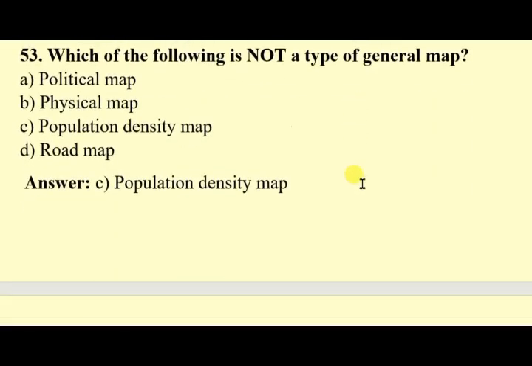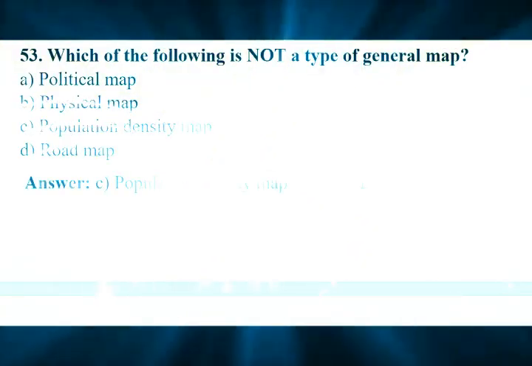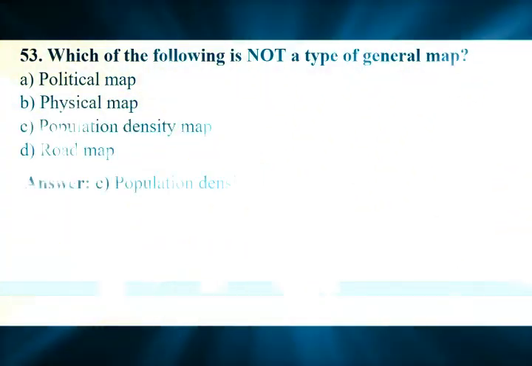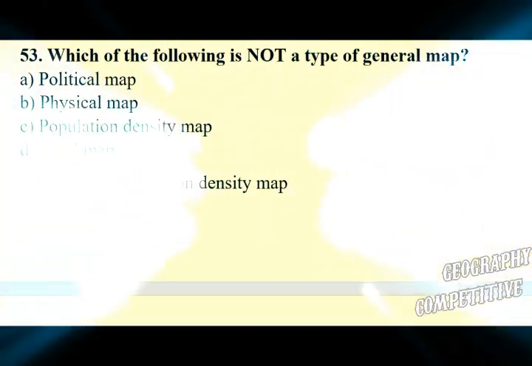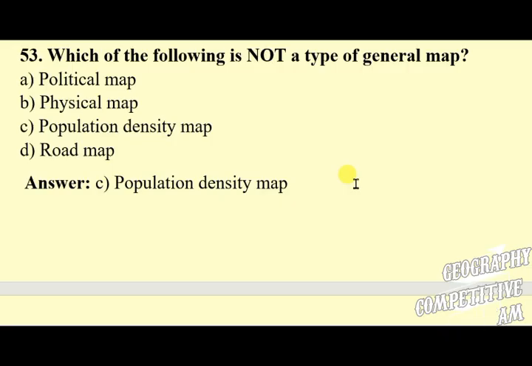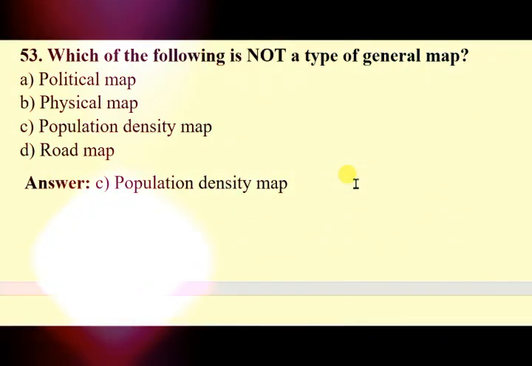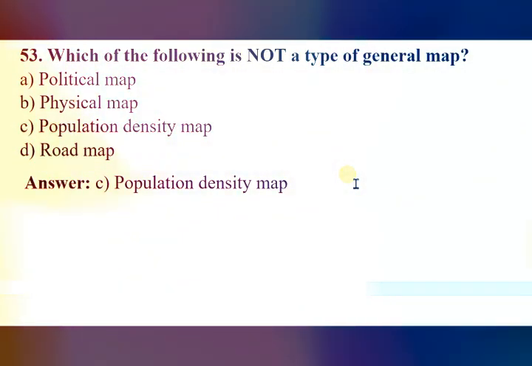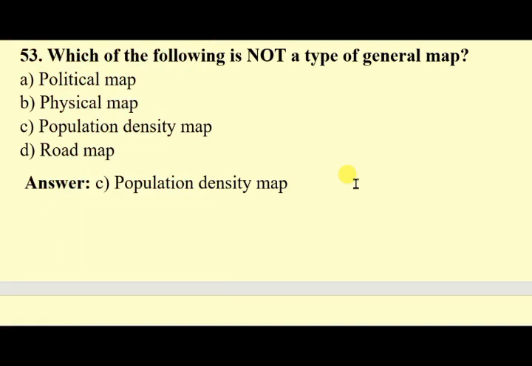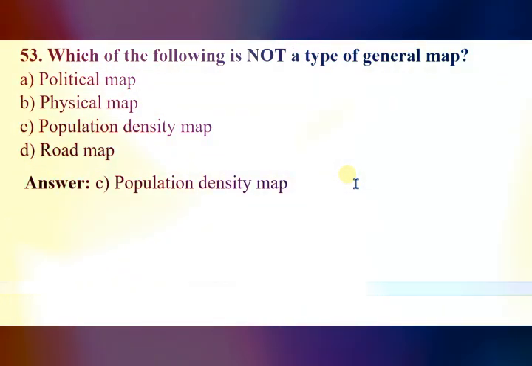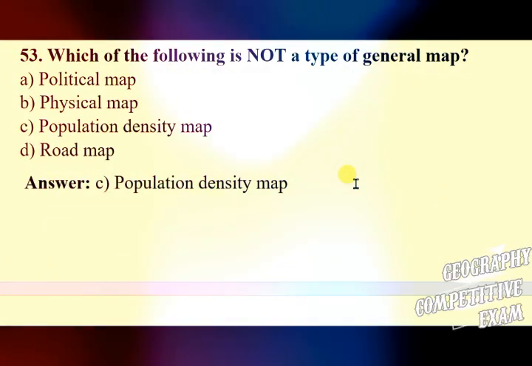Question number 53. Which of the following is not a type of general map? Political map, physical map, population density map, road map. Here the right answer will be population density map. Political map, physical map, road map, those are the earth surface feature maps, and population density map is different from the earth surface features map.